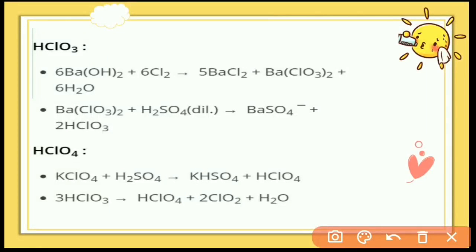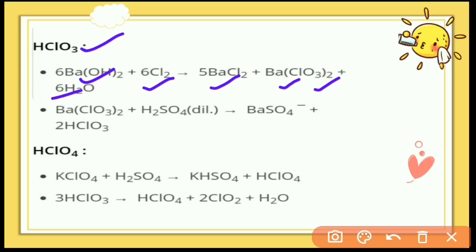Next acid is chloric acid. Its formula is HClO3. It can be prepared by barium hydroxide reacting with 6 moles of chlorine. It forms 5 moles of barium chloride, and it forms barium trioxychloride, Ba(ClO3)2, and then 6 water molecules.